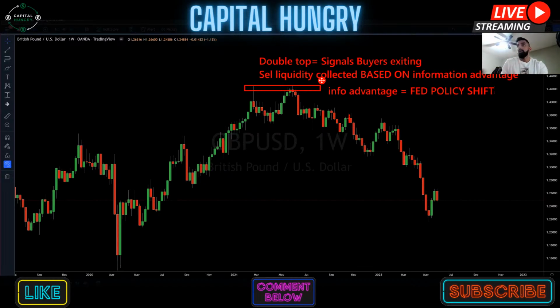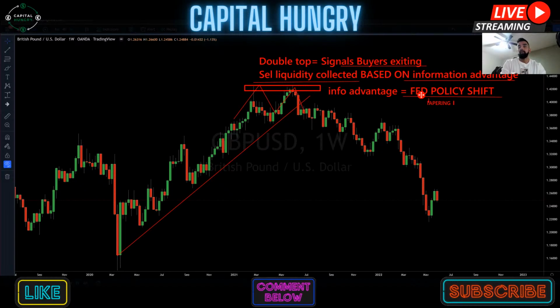Okay, so the reason why, as we came to that historical price point of interest, we started to see this technical double top occur, which shows us more buyers exiting and liquidating out of the market, as well as more sell side liquidity being generated that was based on a fundamental catalyst and information advantage of the Federal Reserve shifting their policy sentiment. What is the shifting of the policy sentiment?